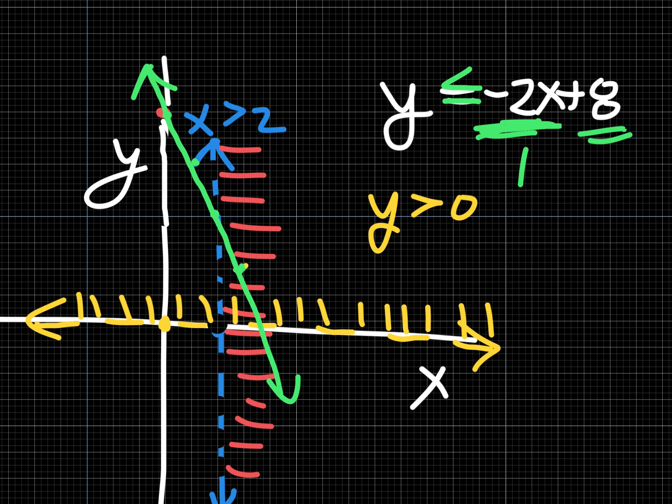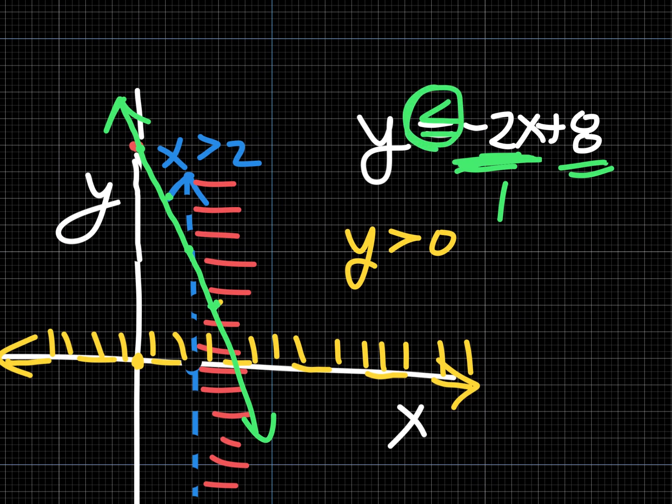So then, for this green line, don't think left or right. Think above it or below it. And if it's a less than, you want below it. And I hope you can just kind of know, oh, below it would be this way. That's below the line.